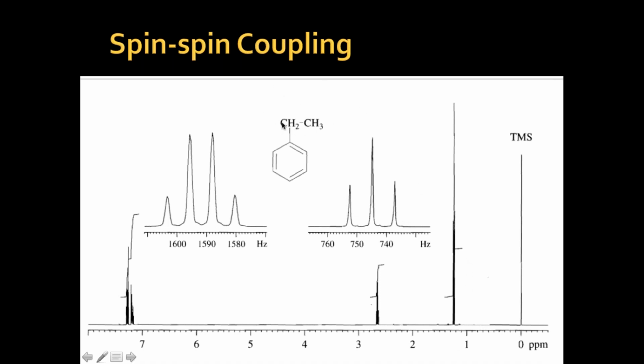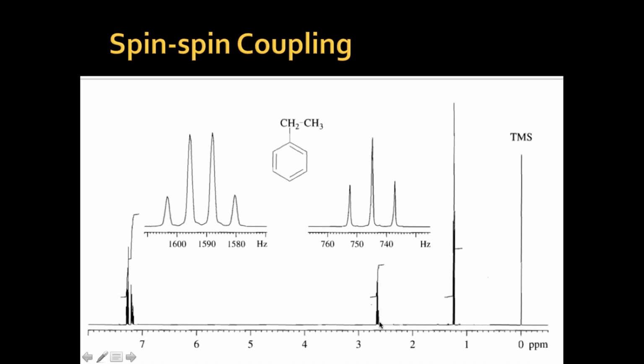Let's see this CH2. CH2 is under the influence of CH3 and this carbon, but this carbon does not have protons. Only this carbon has protons. So how many protons? Three. So what that means? n is equal to 3. So 3 plus 1, 4. So it will be a quartet for these two hydrogens. So CH2 will show a quartet.